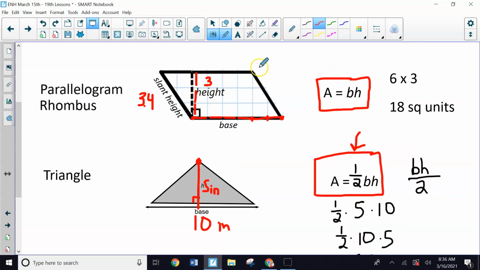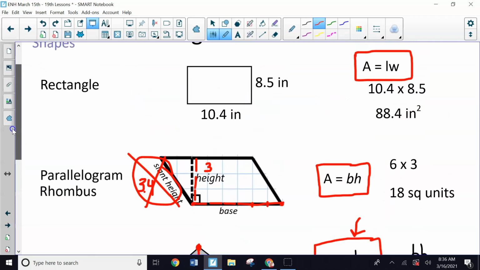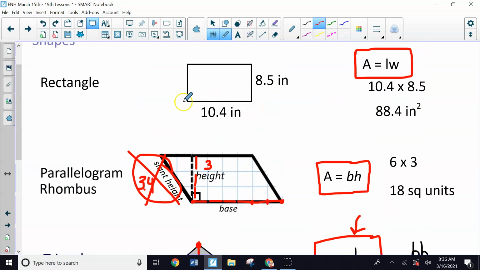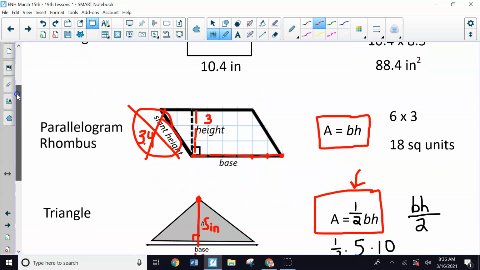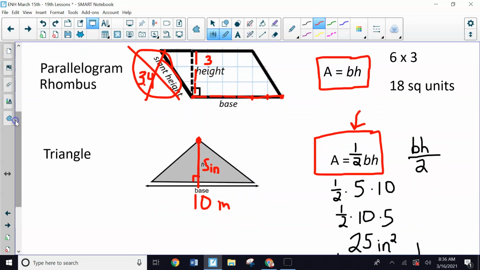We've also learned how to find the area of a parallelogram and a rhombus. A rhombus is just a parallelogram where the 4 sides are the same length. And we find the area of a parallelogram simply by multiplying the base times the height. And we don't do anything with the slant height. We just pretend it's not even there. And the area of a rectangle, we reviewed that by doing length times width. So these are the simple shapes, and now you're just going to practice doing some problems, finding the area of simple shapes. Thank you.